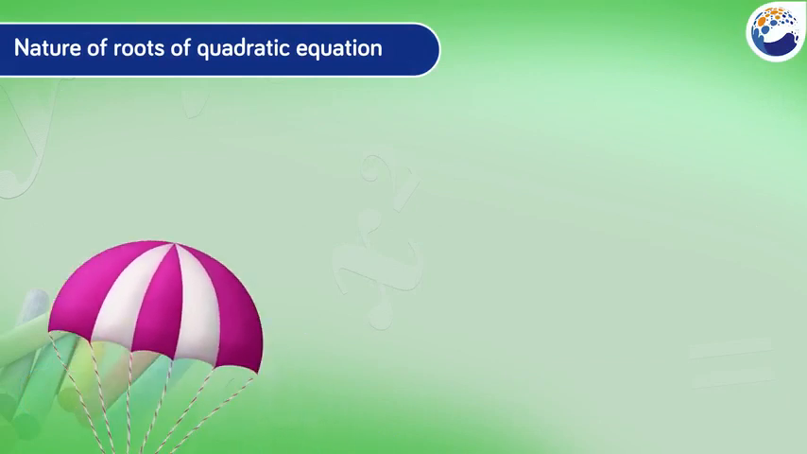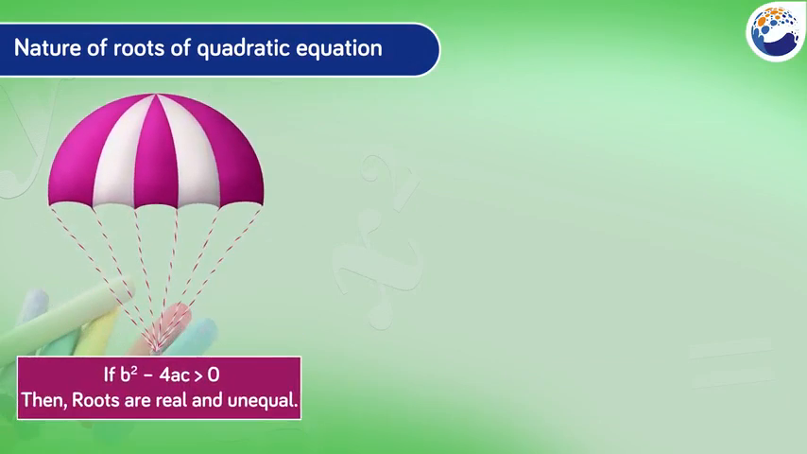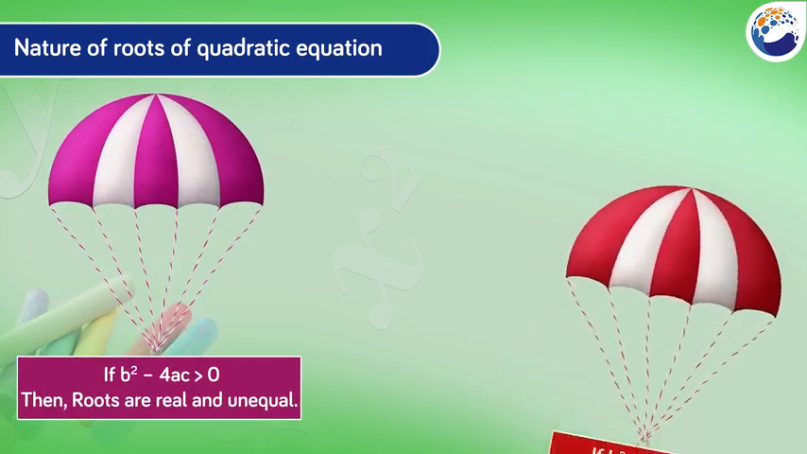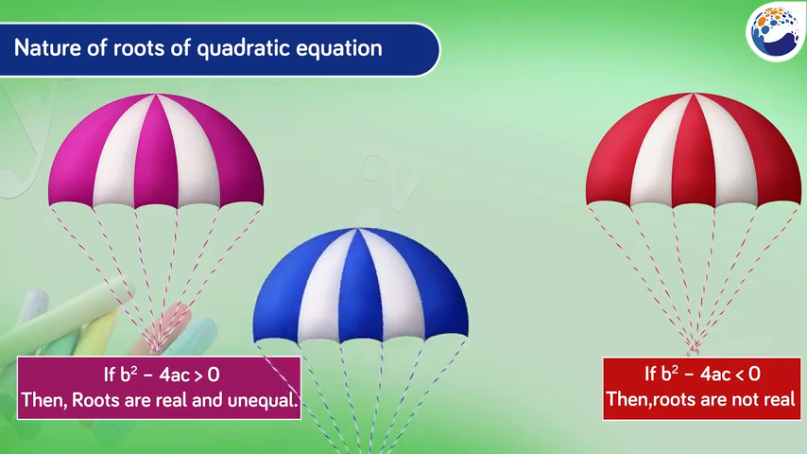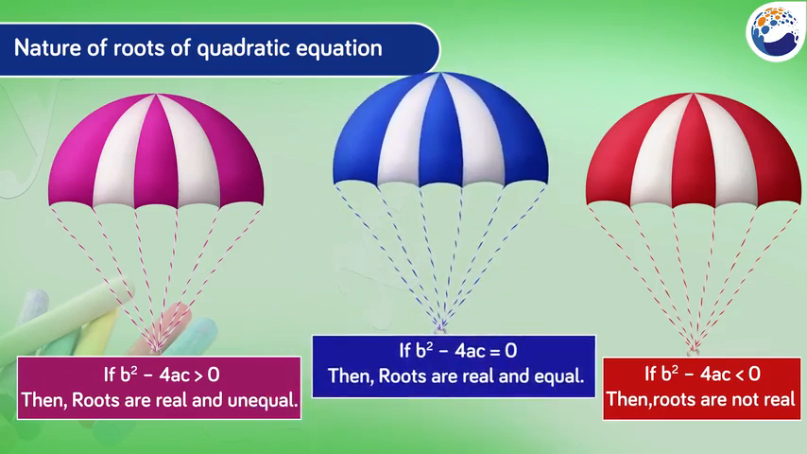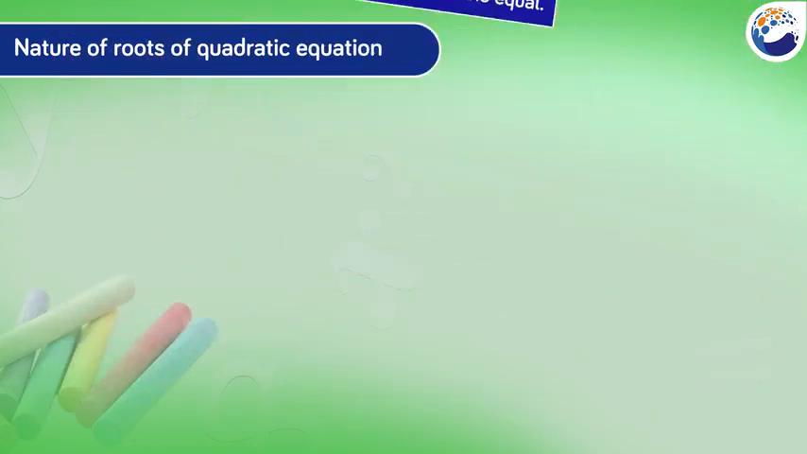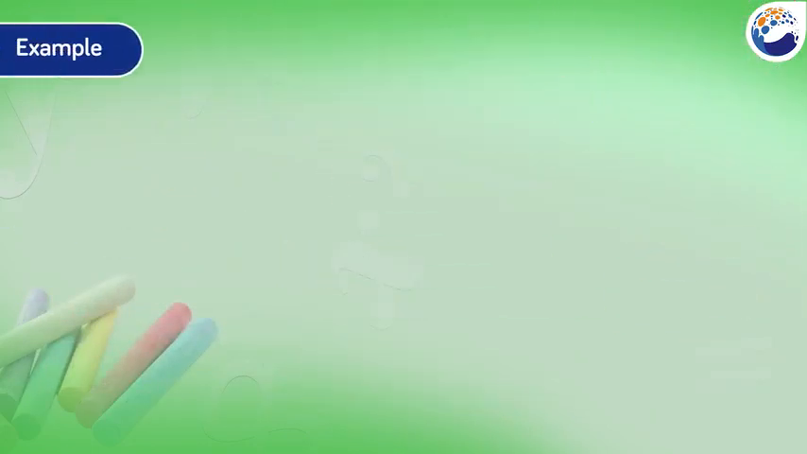If b² - 4ac is greater than 0, then the roots are real and unequal. If b² - 4ac is less than 0, then the roots are not real. If b² - 4ac is equal to 0, then the roots are real and equal. Example: determine the nature of roots.